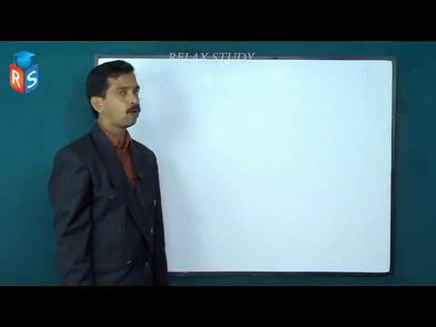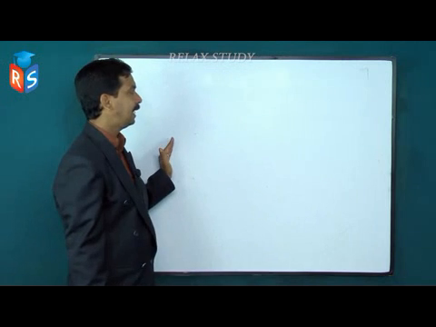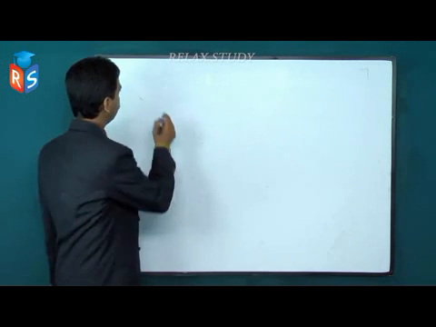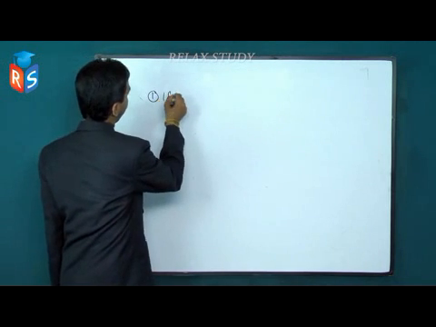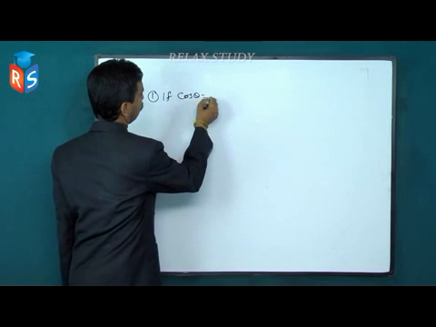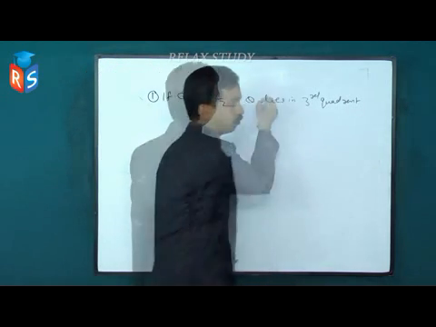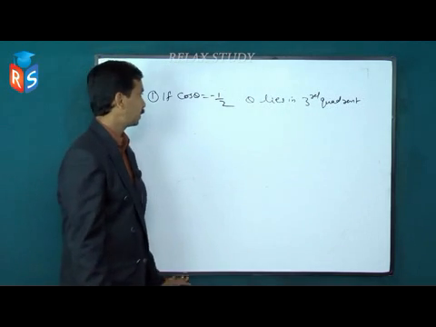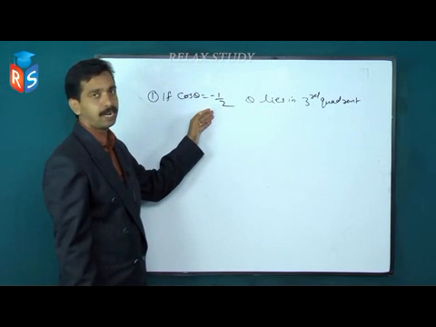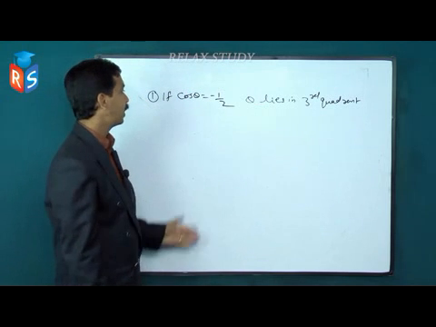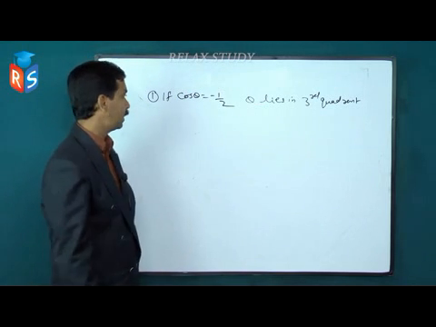Now we can do some problems. We have studied the identities, results, etc. First one, if cos theta equals minus half and theta lies in third quadrant, find all other trigonometric ratios. Cos theta equals minus half, theta lies in third quadrant. We have to find the other 5 trigonometric ratios.